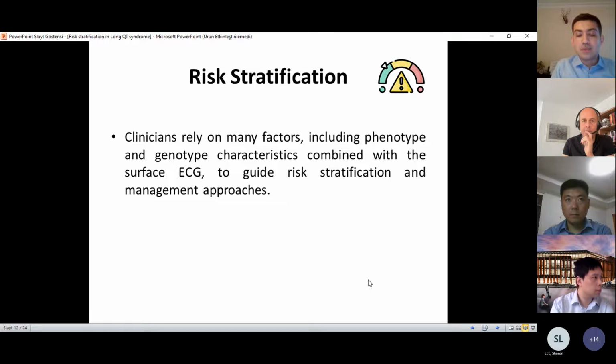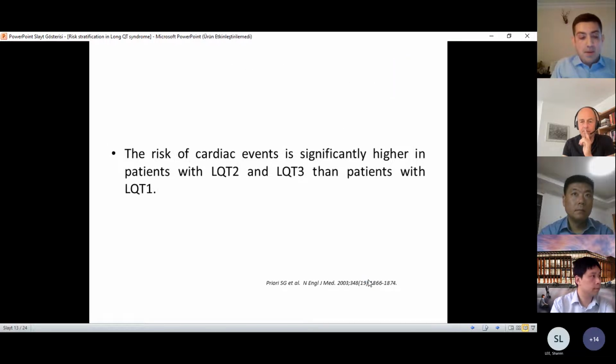Risk stratification in long QT is complex, including demographic elements, clinical and genetic markers. At present, clinicians rely on many factors, including phenotype and genotype characteristics, combined with the surface ECG to guide risk stratification and management approaches. Genetic and clinical elements influence risk assessment in individuals with long QT syndrome, with several patterns and groups associated with differential risk. The risk of cardiac events is significantly higher in patients with long QT2 and long QT3 than patients with long QT1.